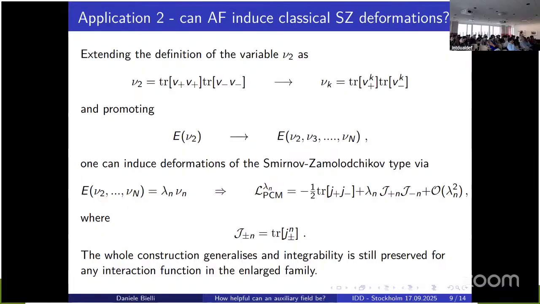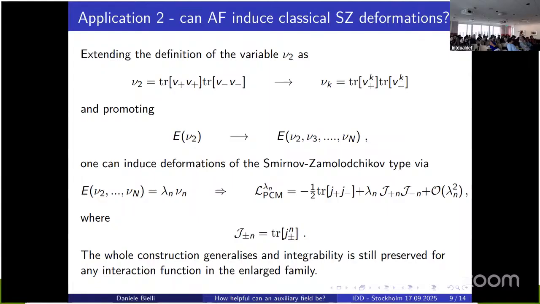And it turns out that by picking a certain specific choice of interaction function, the one there on the left, proportional to lambda n nu n, where lambda is some deformation parameter, what happens is that if we integrate out the auxiliaries at this point, to linear order in the deformation parameter, we are indeed inducing deformations of the form of the current that I showed in the previous slide, with j plus n, j minus n, which are basically the n-th power of this Noether current. And this construction that was mentioned in the first slide, and also this duality story, extend to this larger set of interaction functions, and integrability is preserved.